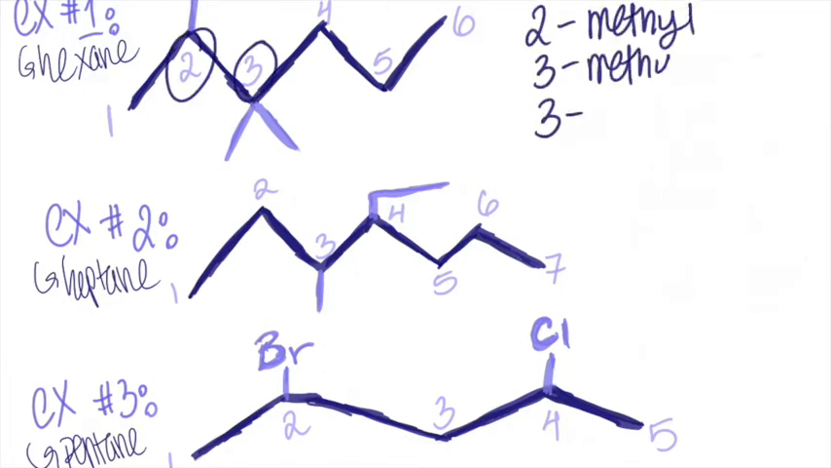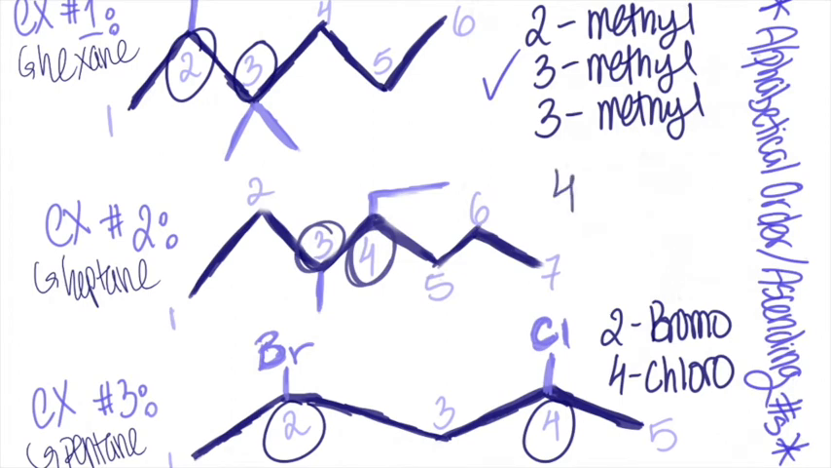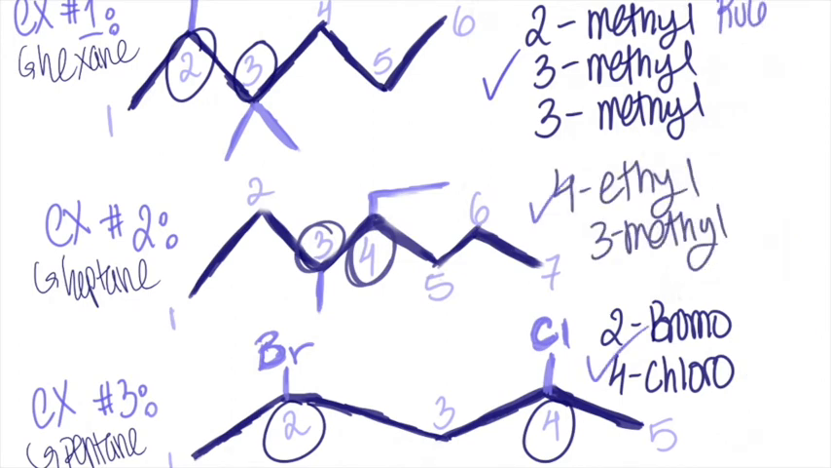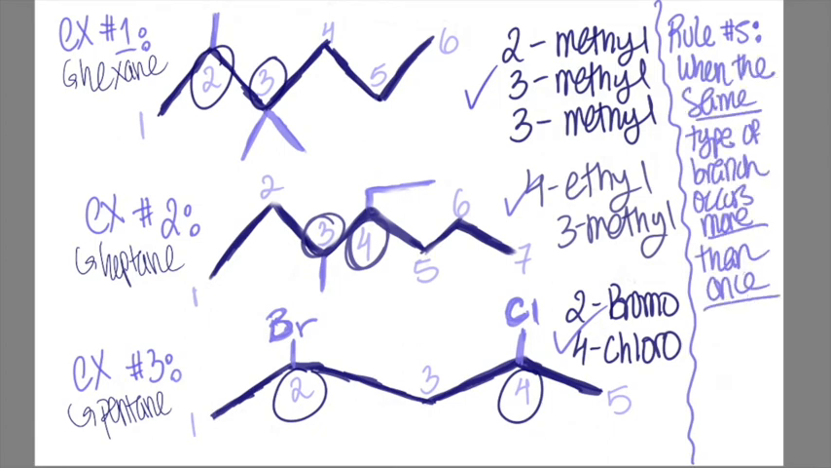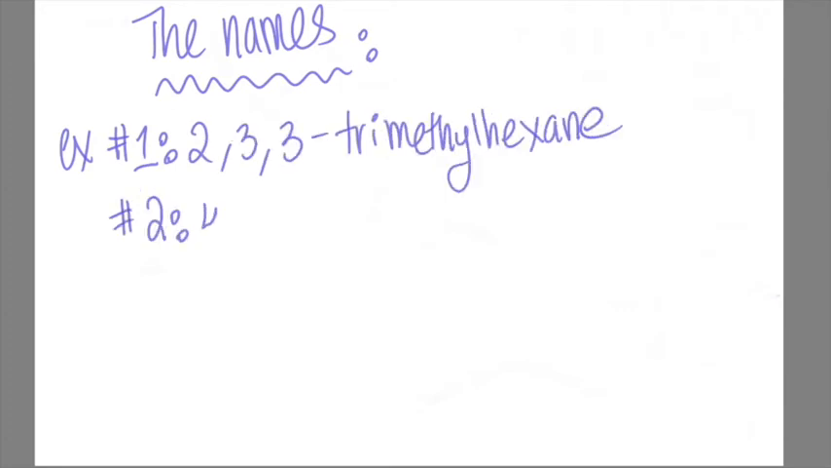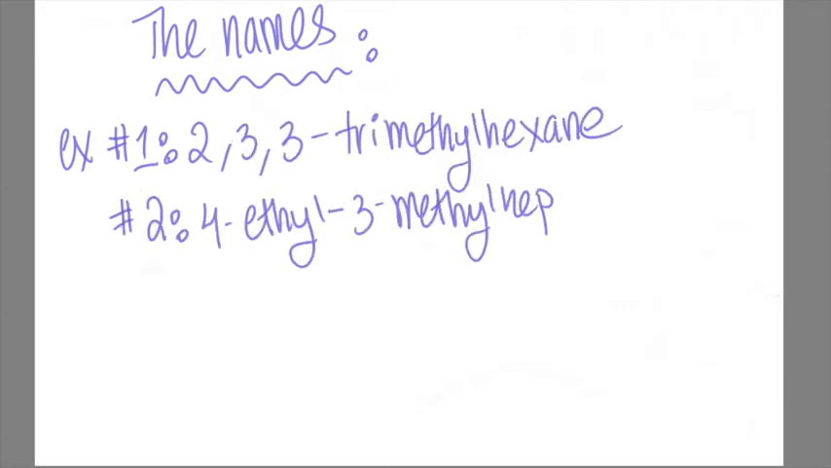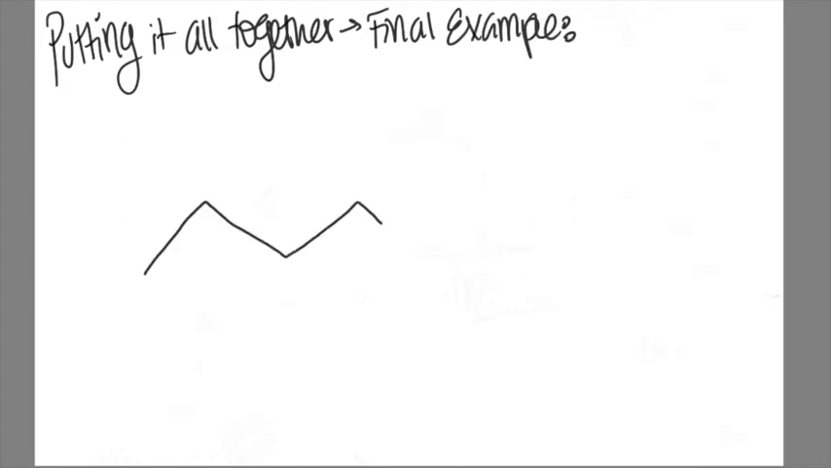Be sure to write the branches or substituents in alphabetical order before the base or stem name, and in ascending order if applicable. When the same type of branch or substituent occurs more than once, prefix the name with di, tri, tetra, depending on how many times it occurs, and be sure to separate 2 or more numbers with commas. Therefore, the final names of our 3 example compounds are 2,3-trimethylhexane, 4-ethyl-3-methylheptane, and 2-bromofluorochloropentane.